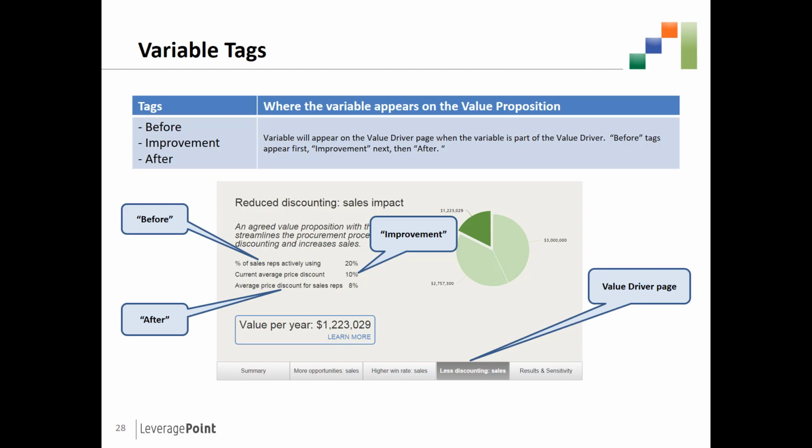As you can imagine, if you have three variables to display, the before will display first, followed by improvement, and then after. If you want to display more than three variables, you can reuse one of the tags. So for example, two variables tagged before. The order of these will be determined by their order in the value driver calculation, which you can change using the reorder variables option in the dropdown on the value driver pages, then dragging and dropping your variables to the order you would like. Be careful, however.